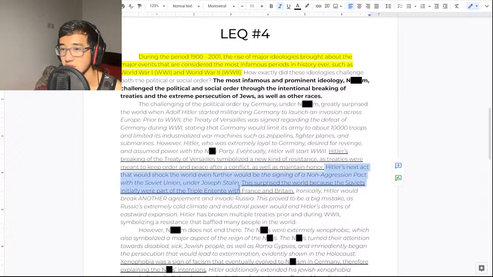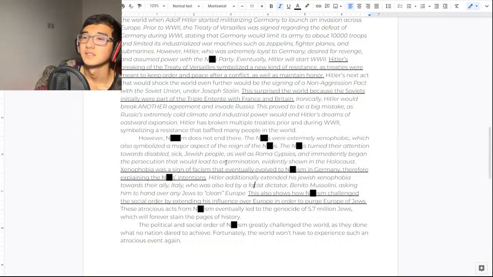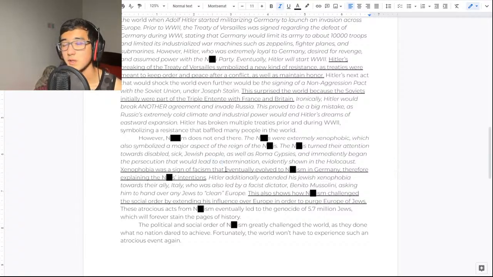Hitler's next act would shock the world by signing the non-aggression pact. And then, ironically, Hitler would break another agreement. So he broke not one but two. So that earns a complexity point. Then I kept going, and oh my god. And yeah, that's pretty much it.